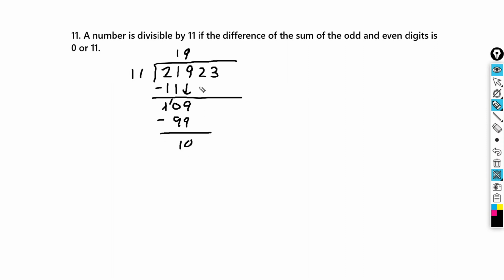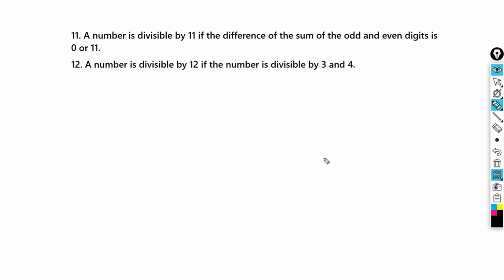So 109 minus 99 is 10. So we bring down the 2. We get 102. 11 goes into 102 also 9 times. So that's 99 here. 102 minus 99 is 3. And we bring down the 3. So 11 goes into 33 3 times. And 3 times 11 is 33. So we're going to have a remainder of 0. So that's pretty awesome. So 21,923 is divisible by 11.